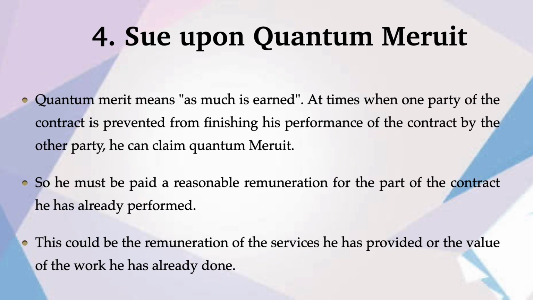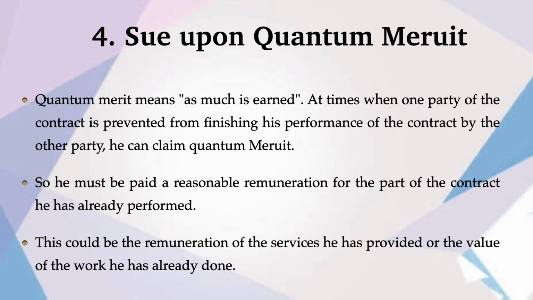Number 4, sue upon quantum meruit. It means as much is earned. At times when one party of the contract is prevented from finishing his performance of the contract by the other party, he can claim the quantum meruit. So he must be paid a reasonable remuneration for the part of the contract he has already performed.